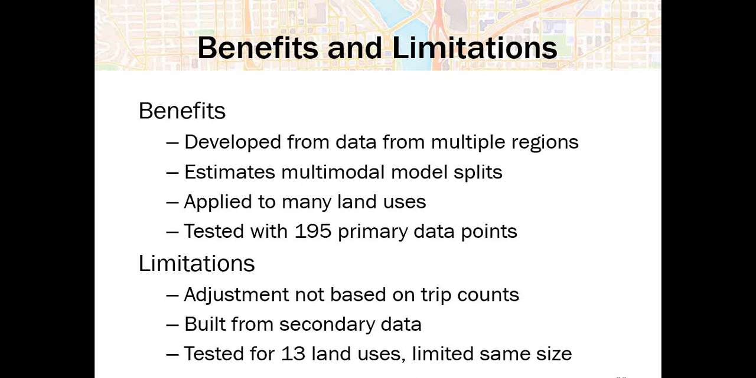Another limitation is that this adjustment is not based on primary data or trip counts. It's built from secondary data. So we're making a number of assumptions about ITE's data and about our adjustment in order to apply it. And without detailed primary data, we really can't test these assumptions yet.